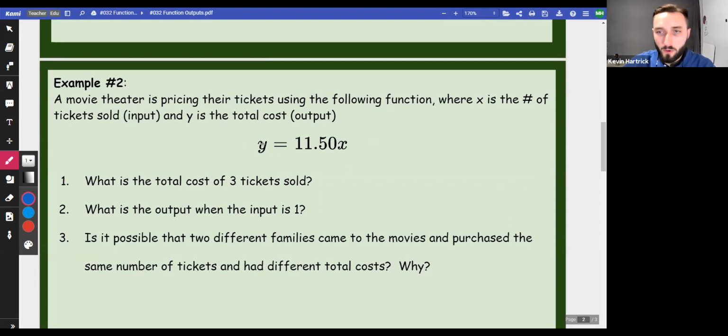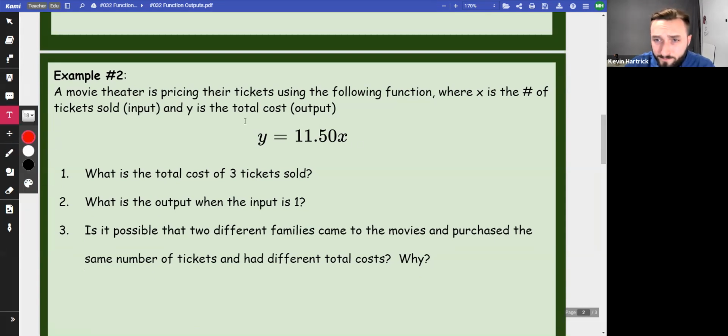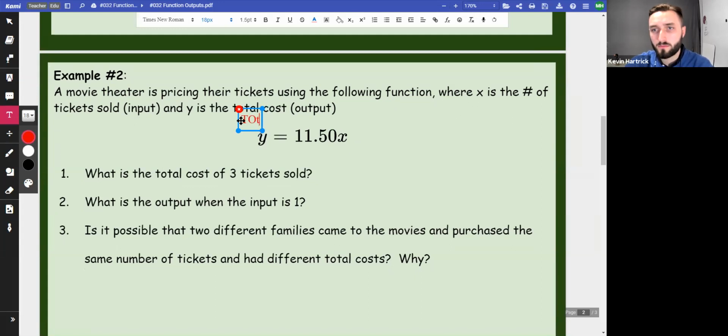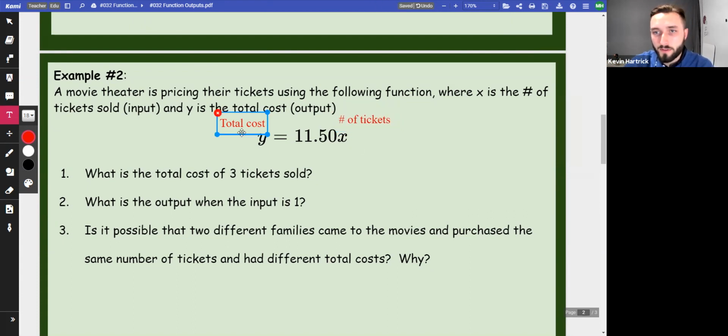So let's look at number 1. Well, first of all, here's our function rule. Y equals 11.50x. Remember, the Y value is the total cost, and the X value is the number of tickets. So input the number of tickets into the function rule, do what the function rule says to do, and then it will output the total cost that you're going to spend. So what are we doing to the number of tickets in order to figure out the total cost?